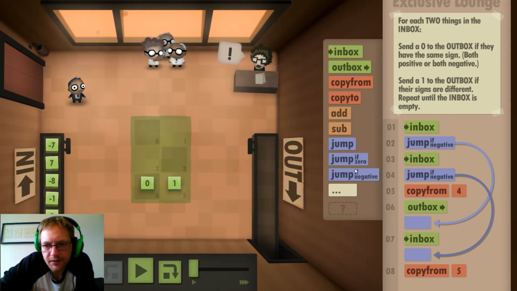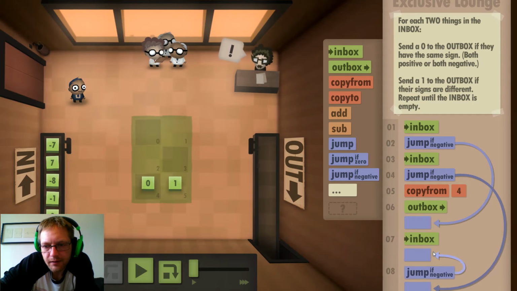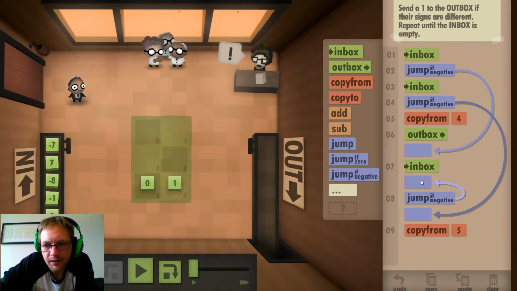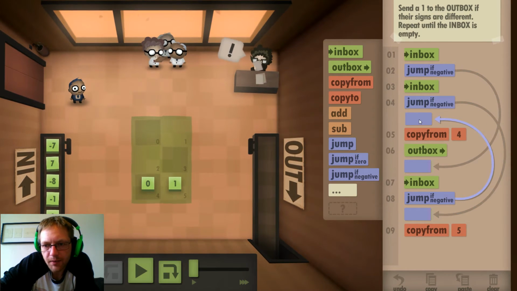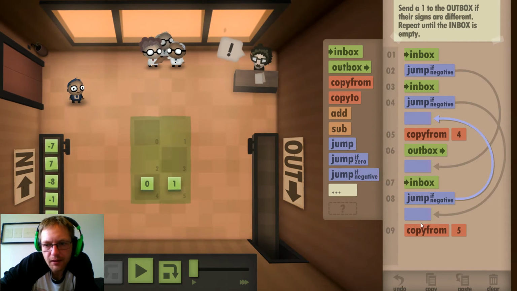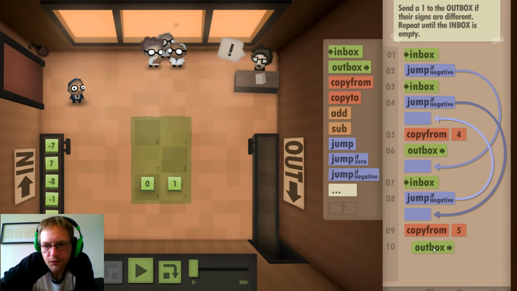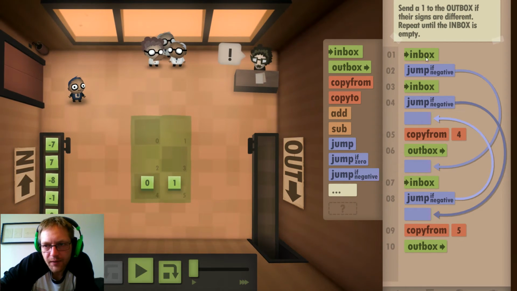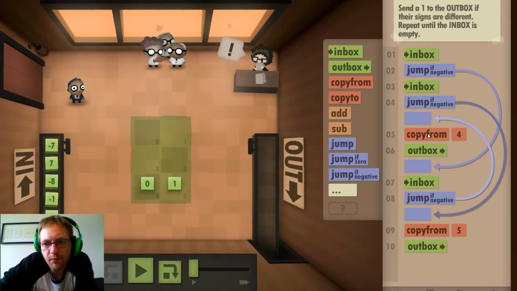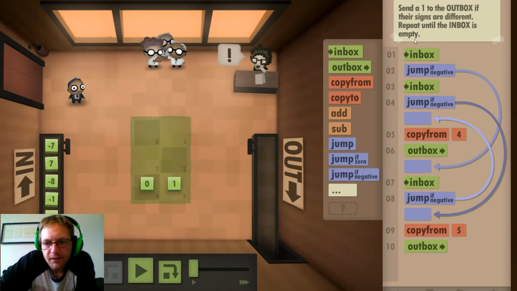If it is negative, then they are different. If it is negative, it goes down here. If it is negative, then it goes up here, because then once again both are the same. If not, it copies from number five, both are different, and they go to the outbox. So if it is negative, and it is negative, yes. If it is positive, positive, yes. So that's all good.